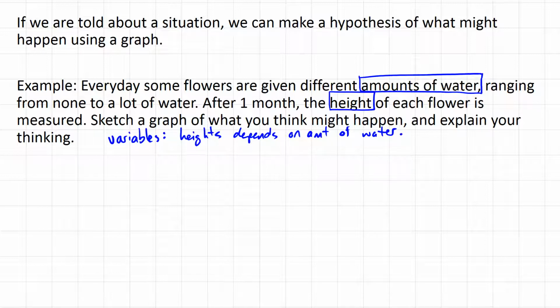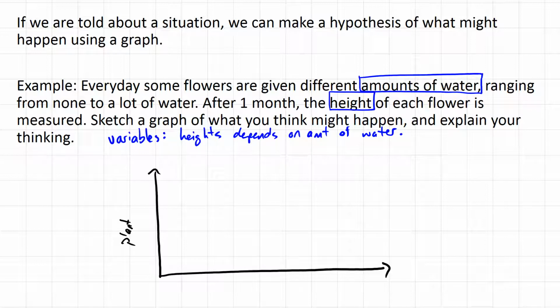So with that, our next goal is going to be to just sketch some axes that we can use. And this is going to be plant height versus amount of water. And now we come to the next part of our task, which is to sketch what we think is going to happen. So let's just think it through. What sorts of things will happen when we water plants?